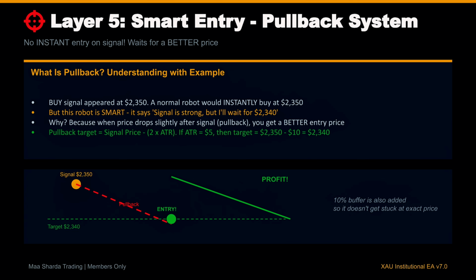Layer 5 is the smart entry pullback system. Instead of instantly entering on a signal, the robot waits for a better entry price through a slight drop or pullback. The pullback target is dynamically calculated using ATR. For example, a buy signal at 2,350 waits for a target of 2,340, offering a better entry.